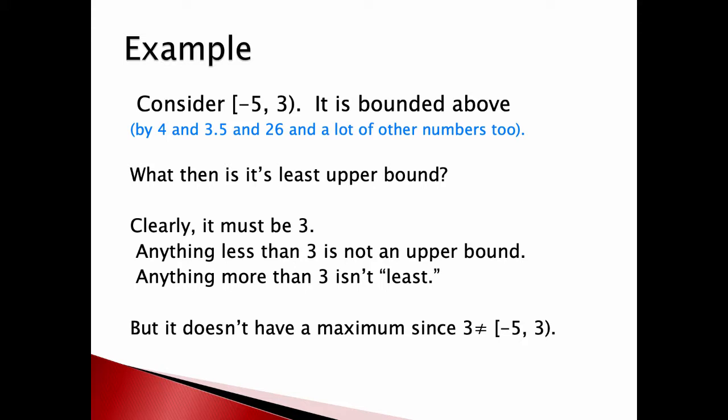Okay? Now, let's try this from the other direction. What are some lower bounds? Well, -6, -7, -2,524,000. Right? But the biggest lower bound, the one that gets closest there, would be -5. So -5 would be the inf, and -5 is also a minimum because it is actually part of the set.